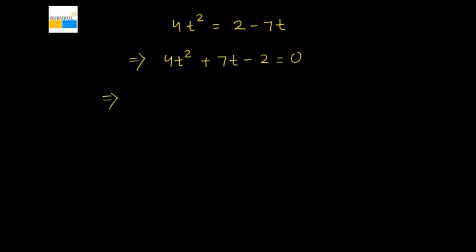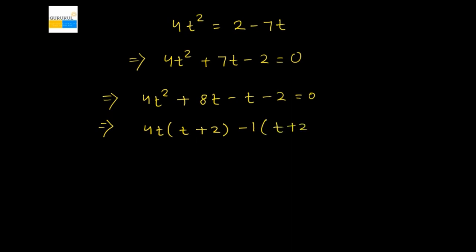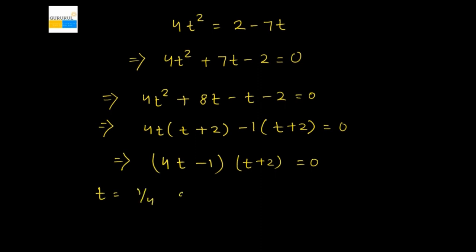So if I solve it, you get 4t square plus 8t minus t minus 2 equals 0. So here 4t is taken as common, you are left with t plus 2, and minus 1 is left with t plus 2 equals 0. So this can be written as 4t minus 1 times t plus 2 equals 0. So either t equals 1 by 4 or t equals minus 2.